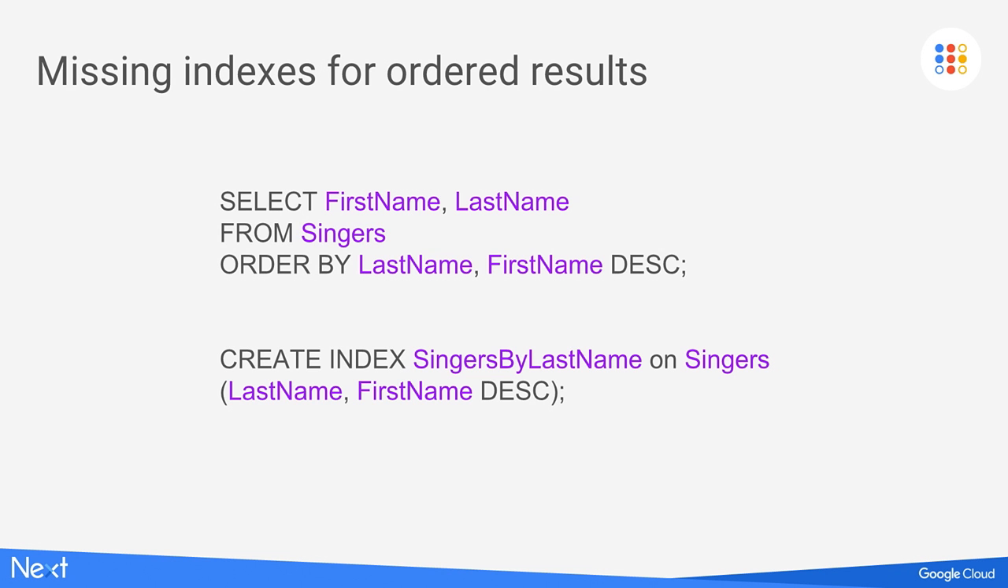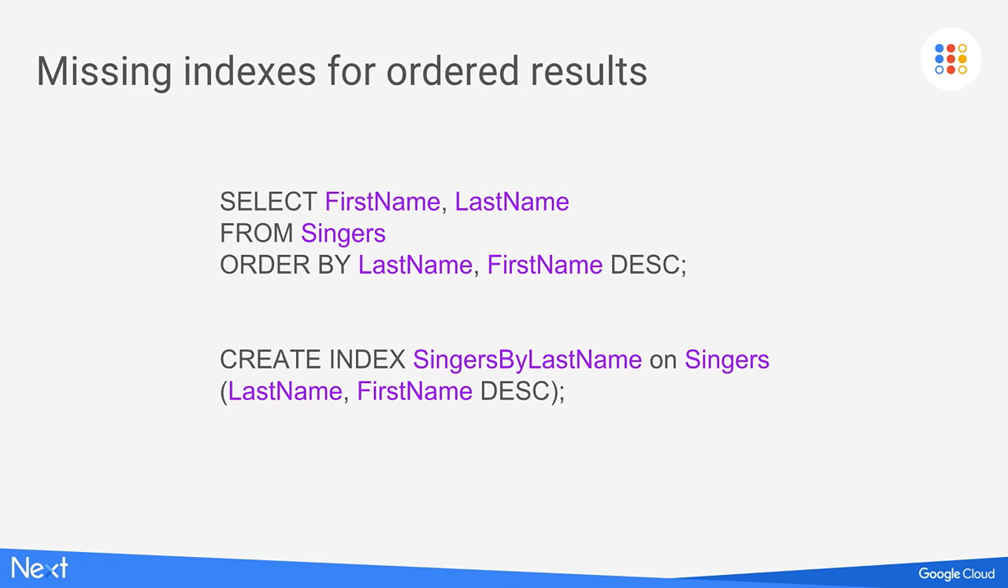Missing indexes for ordered results. So if you are doing lots of selects and you are doing order by, you want to make sure that you have an index that's properly built for that. So if you're saying select first name, last name from singers, order by last name, first name, descending, then you want to make sure that you have created an index, singers by last name on singers, last name, first name, descending.